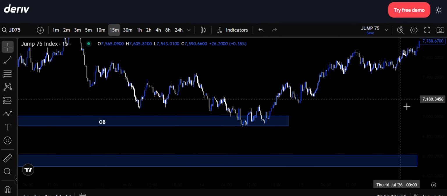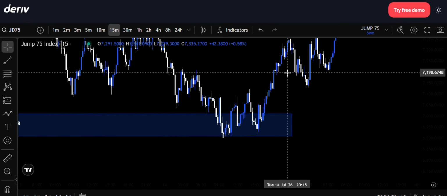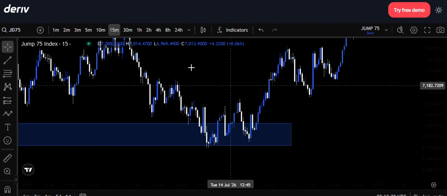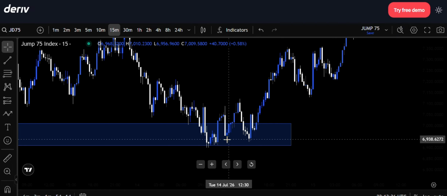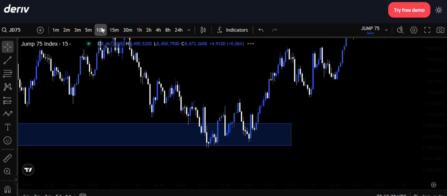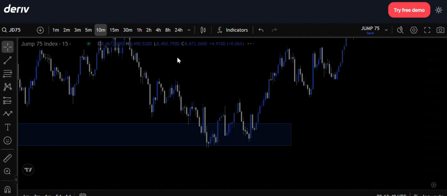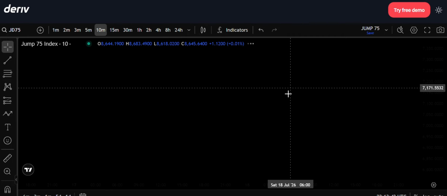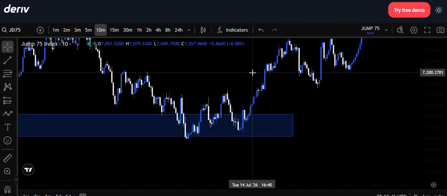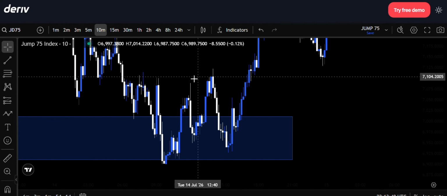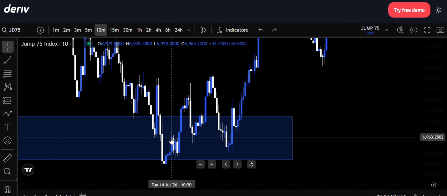Coming down to our 15-minute time frame, the entry here is not very clear, so let's go to our 10-minute time frame. Coming down to our 10-minute time frame, what did we see here? Is there any change of character?